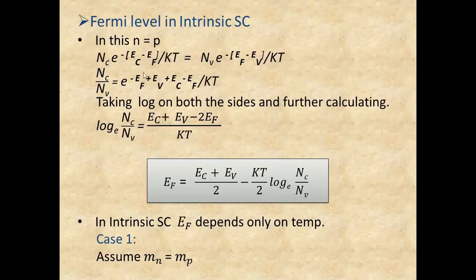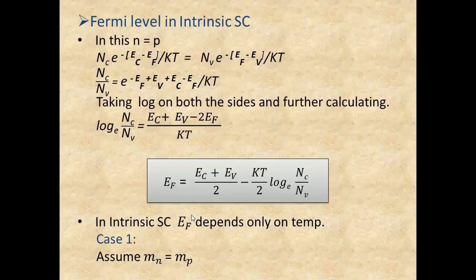We're calculating NC by NV, taking NC divided by NV. The right hand side terms look like this. When you take log on both sides and further calculate, you'll finally reach this formula. It's a very important formula, and numericals are very famous from this topic, so be thorough with this formula. So EF is equal to this.